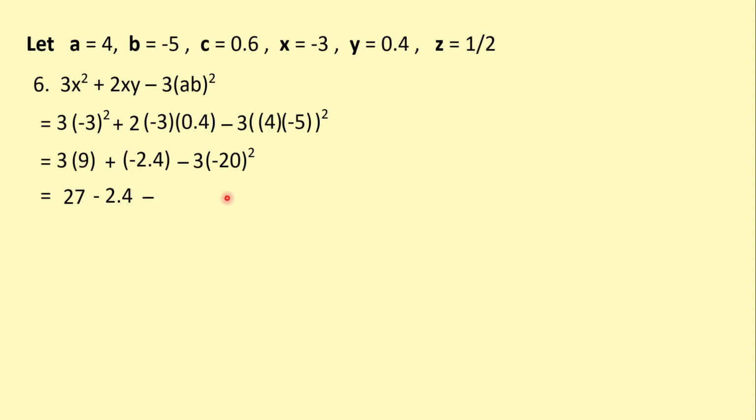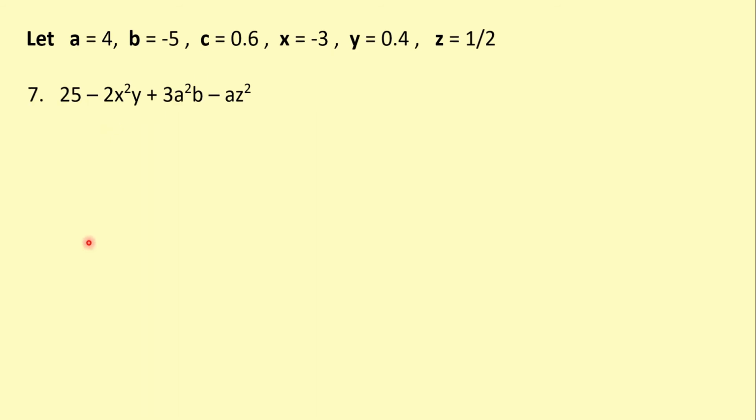Then ito, negative 20 to the power of 2 is 400. 20 squared lang yan. Then 27 minus 2.4 is 24.6. Then 3 times 400 is 1,200. Okay. Simplify natin ito. Magiging result niya is 1,175.4. So ito na yung final answer niya.